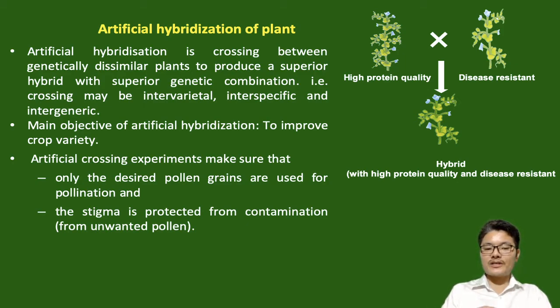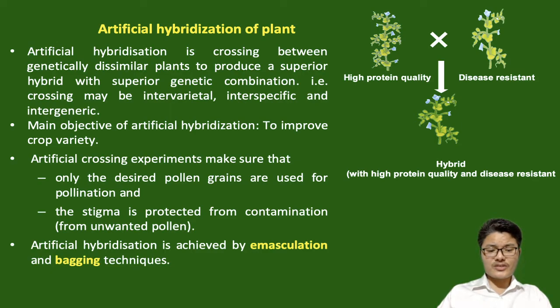So these 2 points are usually kept in mind by the scientists or the farmers or the gardeners who are practicing artificial cross-pollination. So the main procedures or protocols involved in artificial hybridization of plants are emasculation and bagging technique. These 2 techniques are important in artificial hybridization, though there are many steps involved, regarding which we'll be studying in another chapter.